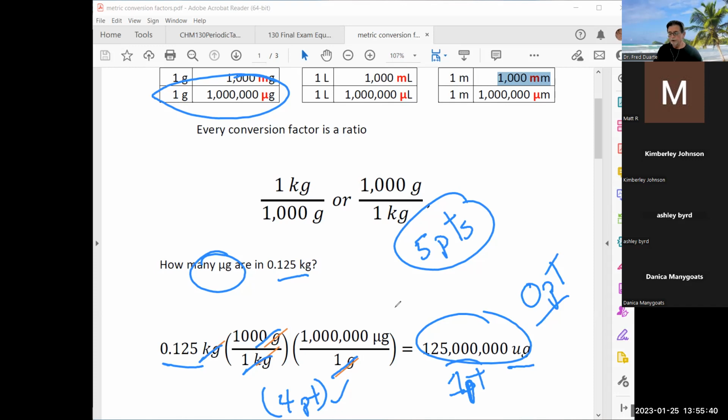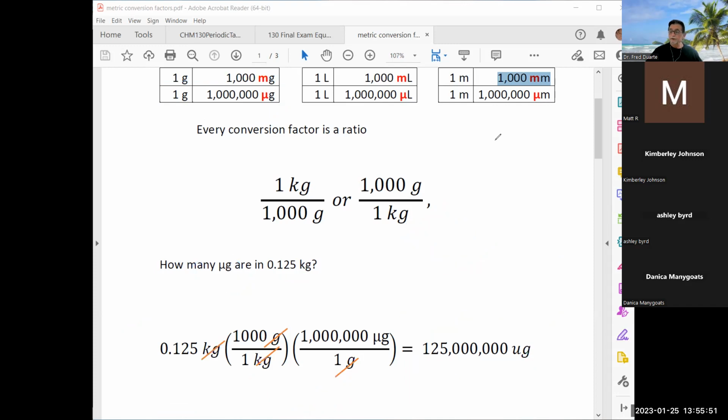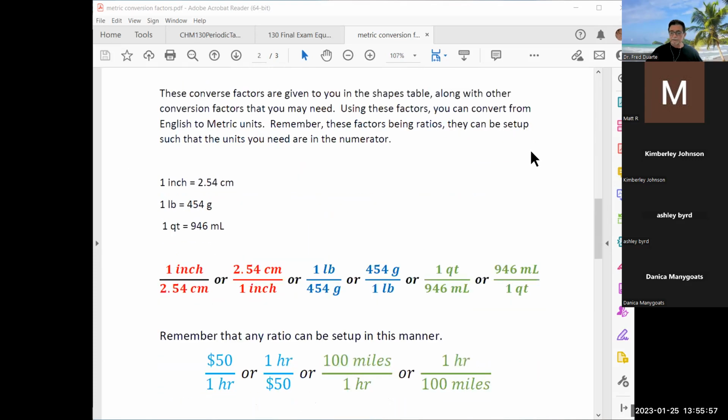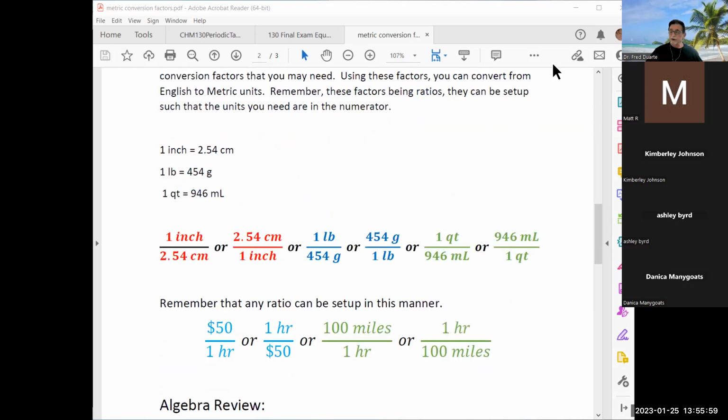All right. So you will get credit by showing your work and demonstrating that you know how to set the problem up properly. All right. And then the last part here is that these are factors that you are given on the periodic table. Here's a question.